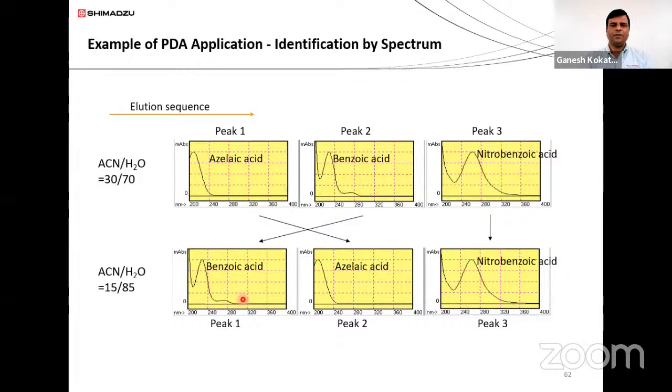With the help of spectral analysis using the PDA, because each and every component has its own spectra in the, you may call it, fingerprint region. So it's a better word to have. Each component has its own spectra corresponding to the lambda max of the compound, and that's very easy to identify. Peak number 1 corresponds to benzoic acid and peak number 2 corresponds to azelaic acid if I use this type of gradient.